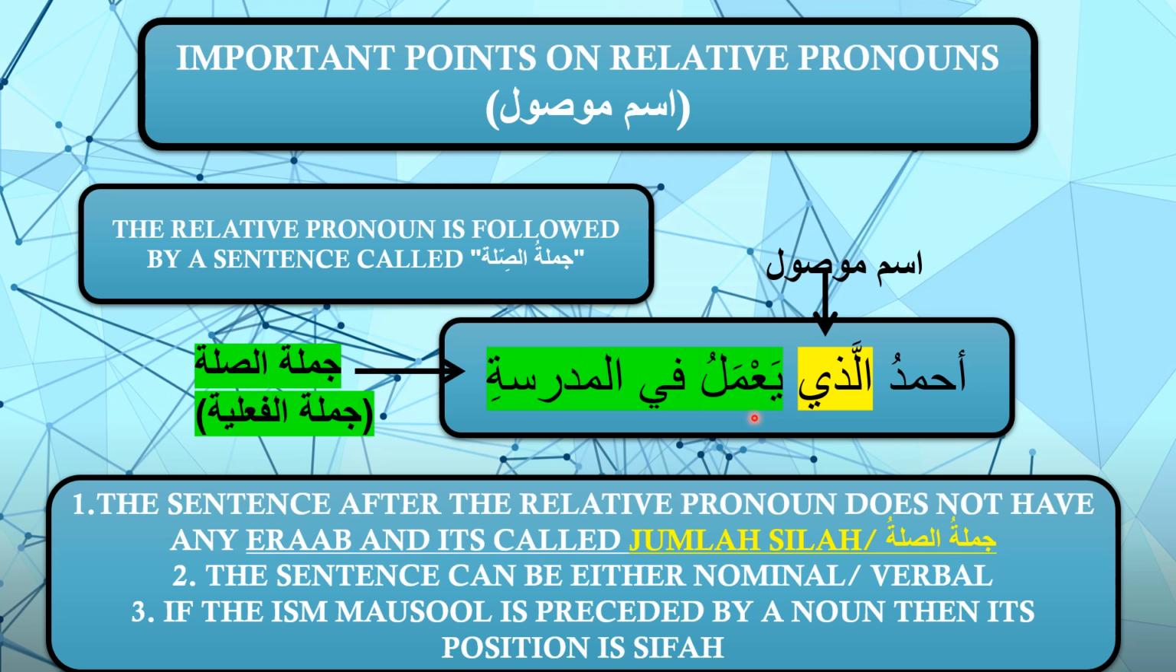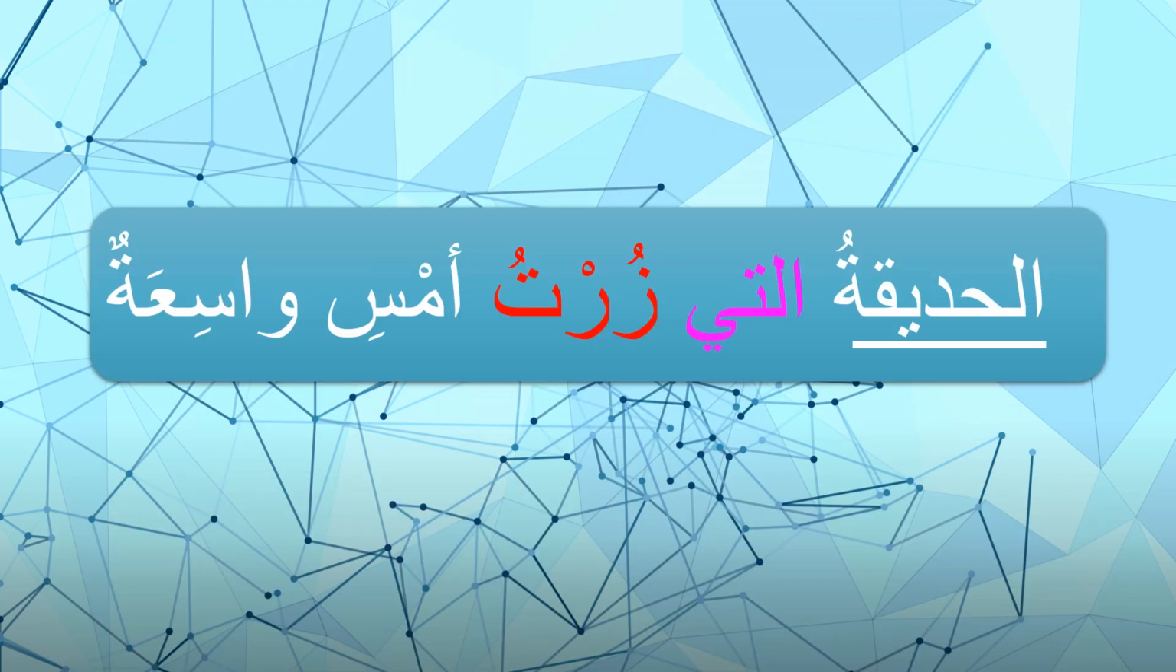And what is the third point? That if ism mausool is preceded by a noun, any noun, then its position is sifa. Yes. So I will give an example on this. Let's go to my next slide. Let's check the example here. الحديقة التي زرت أمس واسعة.